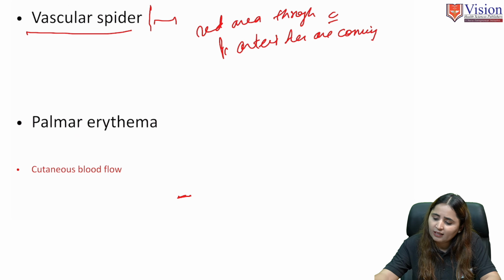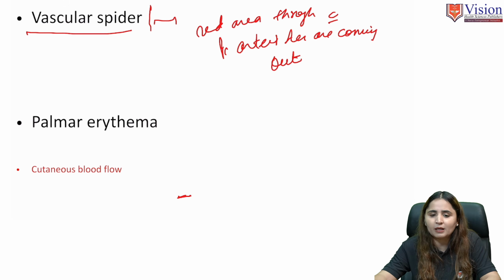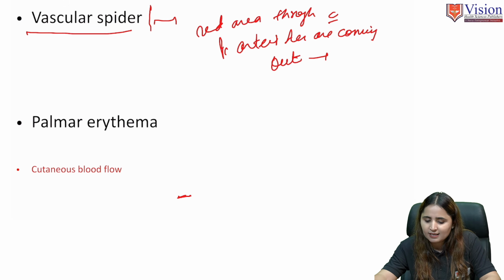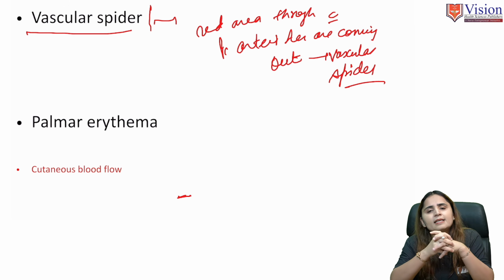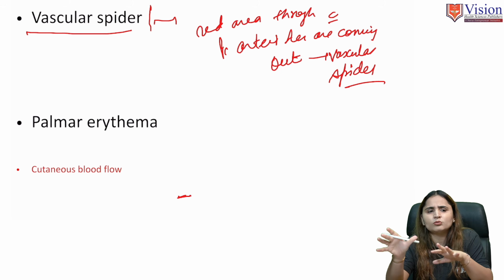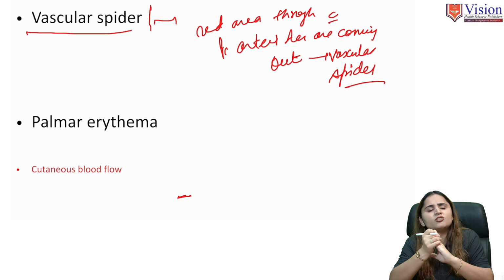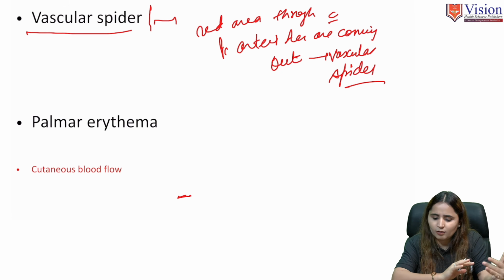So it is a red area through which the arterioles are coming out, and it is called the vascular spider of pregnancy. It happens due to the increase in vascularity. Counsel a mother that it is a normal physiological change of pregnancy. She should not be worried about it.